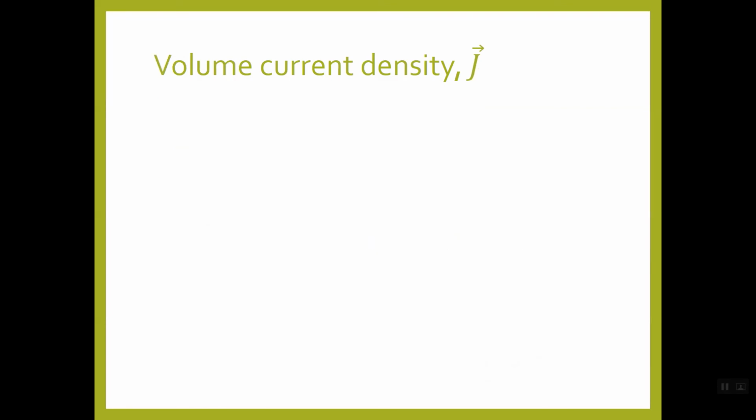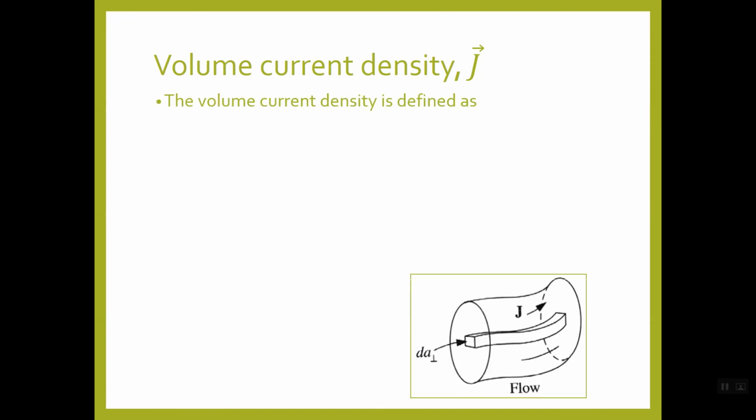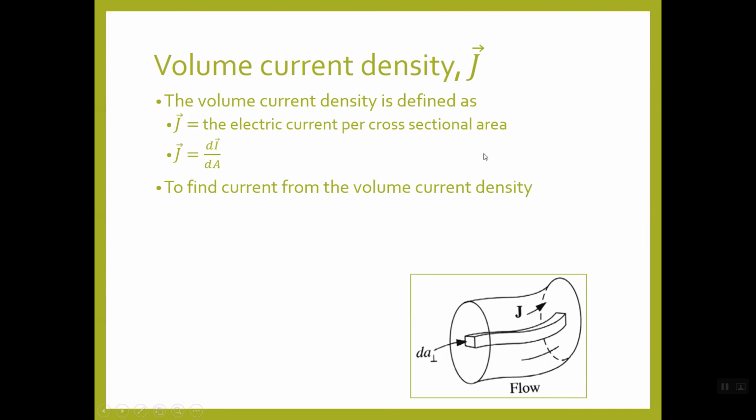The next quantity we're going to be looking at is volume current density, or J vector. So the volume current density is defined as the electric current per cross-sectional area. So if we have current flowing this way, here's that dA when we say dI over dA. To find current, if we have the volume current density, we just have to do the integral J dot dA.